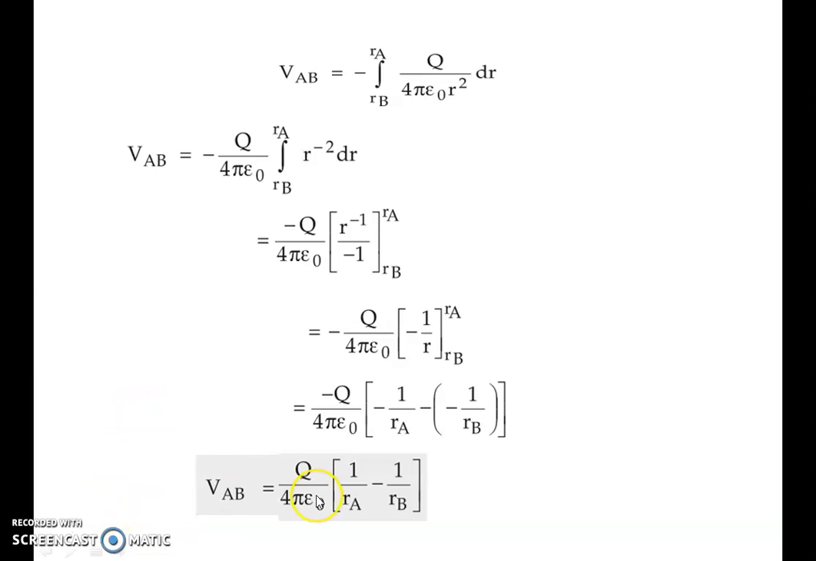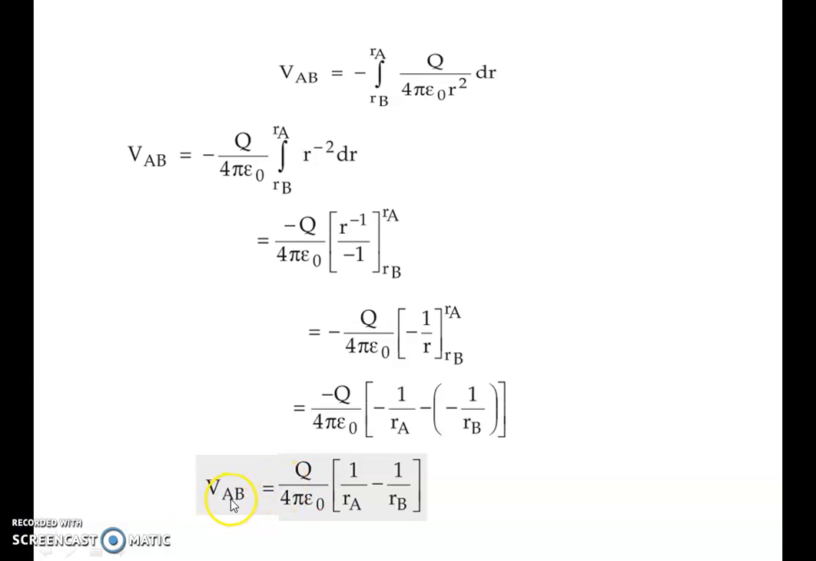So when RB is greater than RA, then we will get the positive potential difference, and when RA is greater than RB, then you will get negative potential difference. So this is the expression for potential at a point due to a point charge. VAB is equal to Q by 4 pi epsilon naught into 1 by RA minus 1 by RB. RA is the length of the point A from origin, and RB is the length of point B from origin.